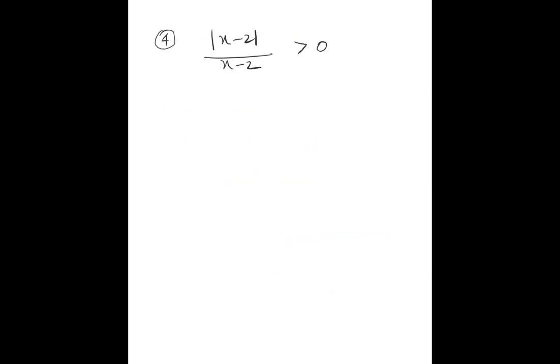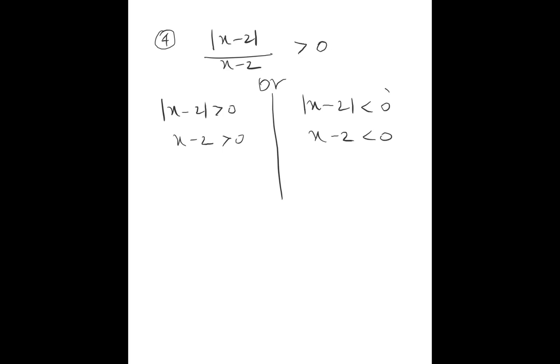Like either both should be positive or both should be negative. But the negative thing is not possible now. Why? Because this can never happen, right? It's not possible that mod of x minus 2 is less than 0, because mod is always positive. The inside number can be negative or positive, but mod of that thing cannot be negative. So this possibility is totally ruled out. Means x is a null set for this. It's not available, this possibility.